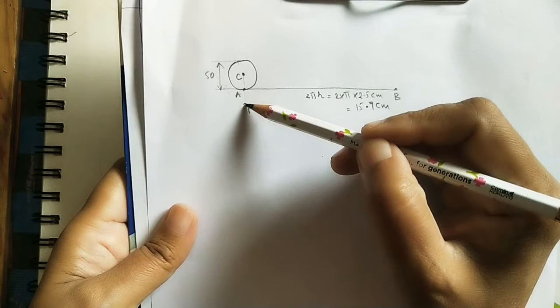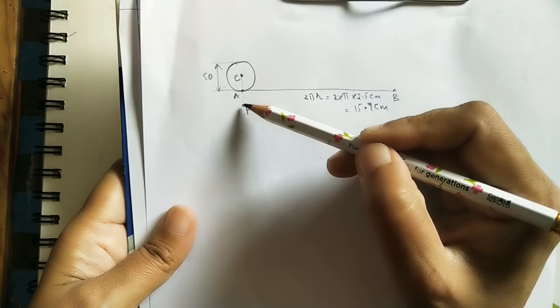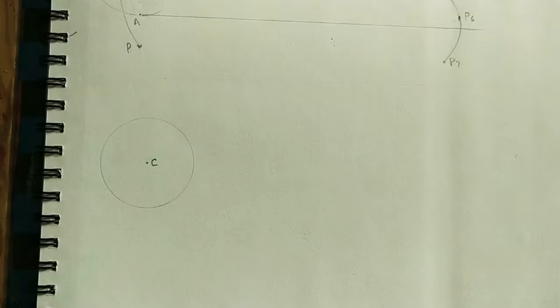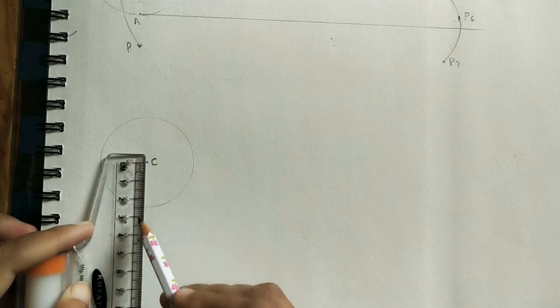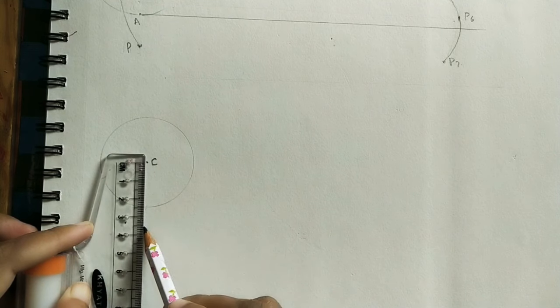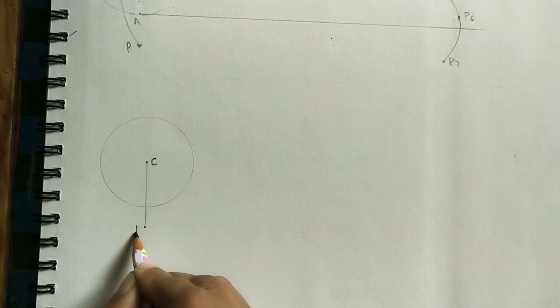On it, mark the P point. The CP distance is given in the question as 3.6 cm. Mark the P point from the center. So from the center, take 3.6 cm, mark the P point, just do one line. This is the P point.